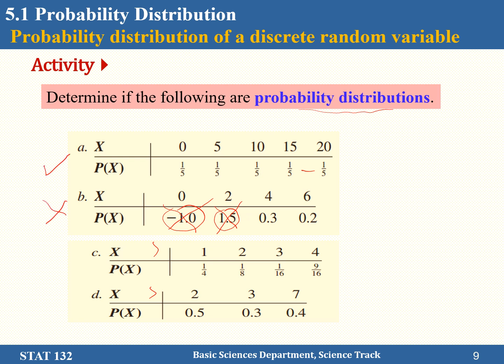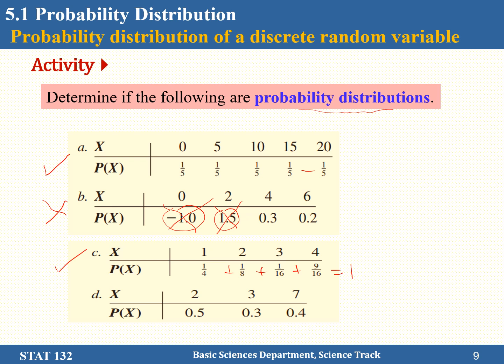So here, all the values are less than 1. Okay, good. And then when you add them, it makes 1. So for this reason, we will say this is a probability distribution.